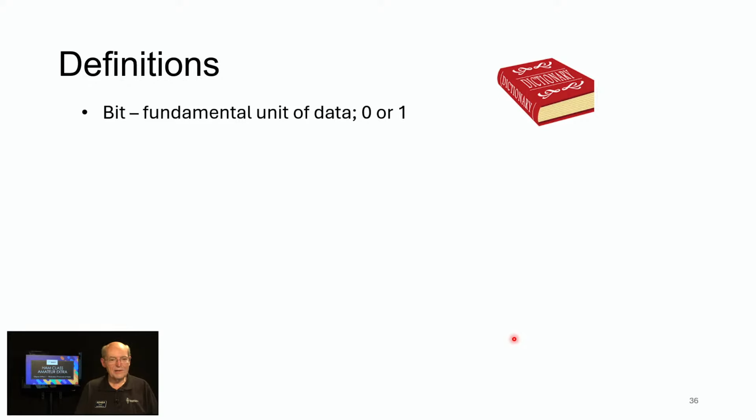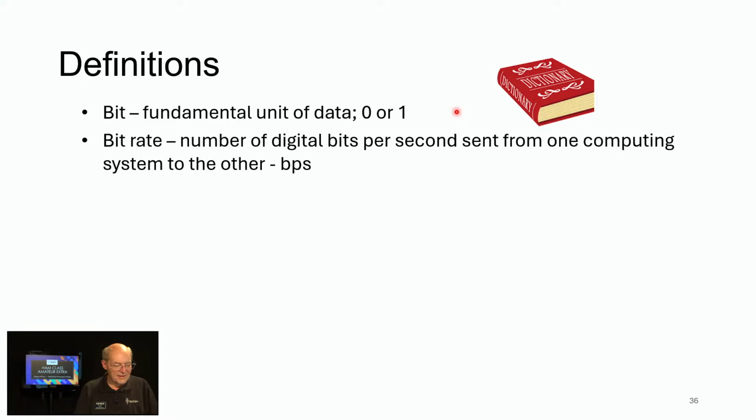So, getting into some definitions now. Bit. Does anybody know what bit stands for? You've all heard of bit buckets and bits in digital. What does bit stand for? Nobody knows. Binary digit, BIT. It's a fundamental unit of data, either a 0 or a 1. The bit rate, as you might imagine, is the number of digital bits per second sent from one computing system to another, BPS.